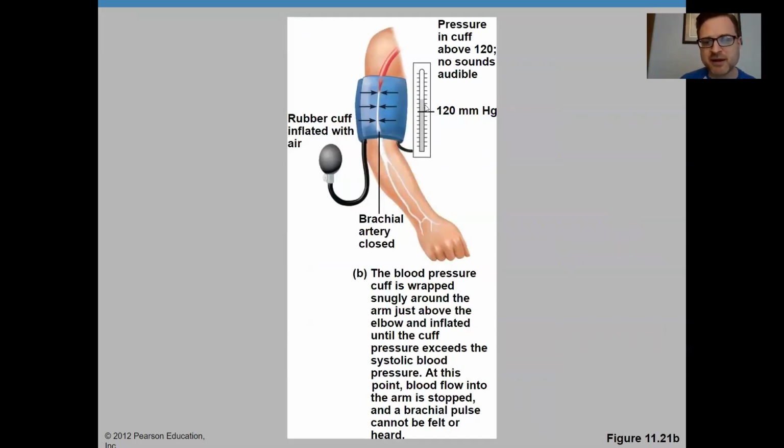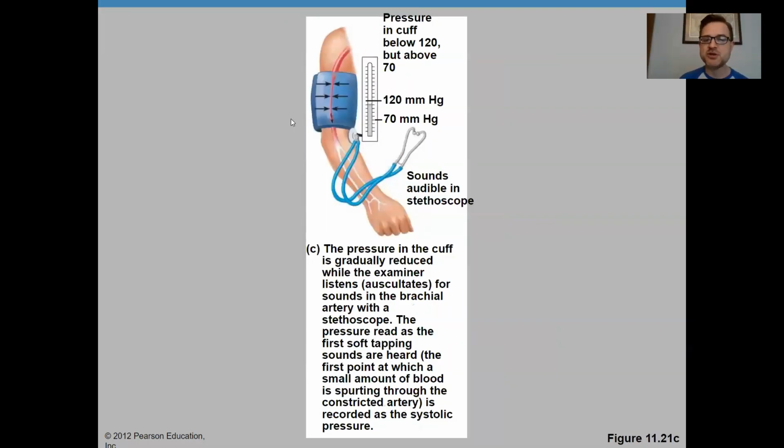So this shows you pumping it up past 120. Maybe you pump it to 180, whatever. Then you slowly release the pressure. And the first time you hear a sound, that's when blood first re-enters the artery. And that would be the systolic pressure. That would be when the pressure is the highest, when it can first get through.